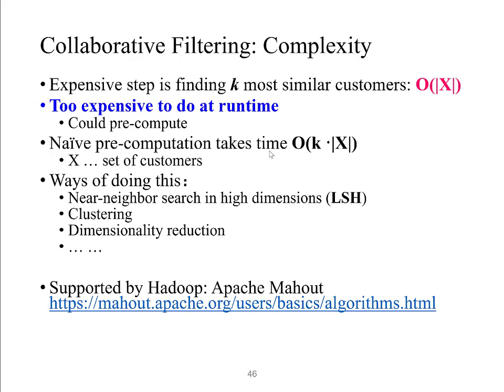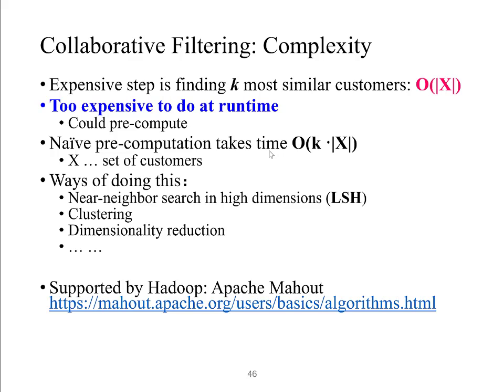So if we consider the complexity of collaborative filtering, the most expensive step is to find the k most similar customers or k most similar items. So the time complexity here would be big O of x. x is the size of all the customers, right? The number of customers or items depends on what kind of collaborative filtering you are using. So it is too expensive to do that at runtime.